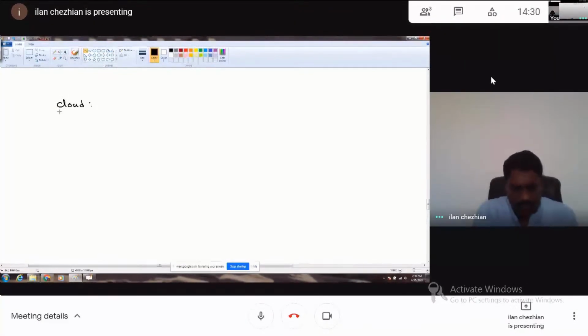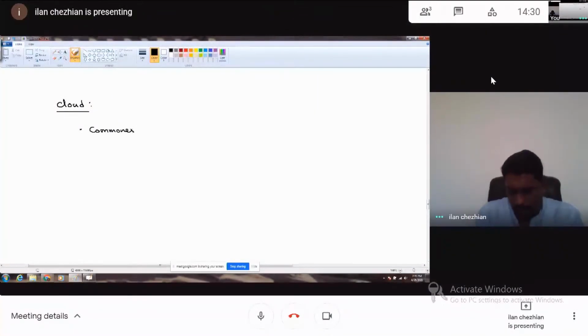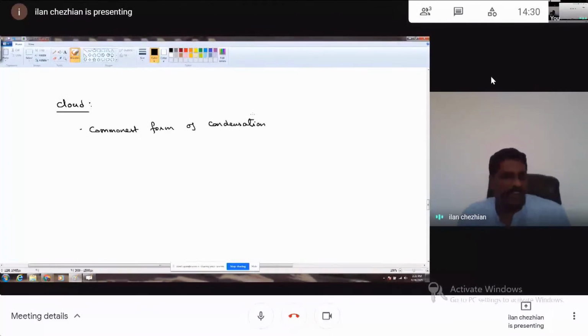This is the commonest form of condensation, my friend. Somewhere you can write it down: it's the most common form of condensation.